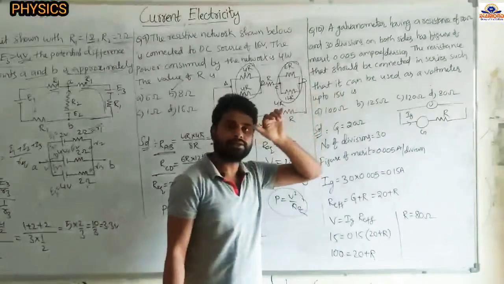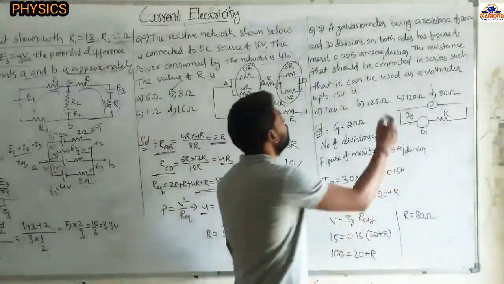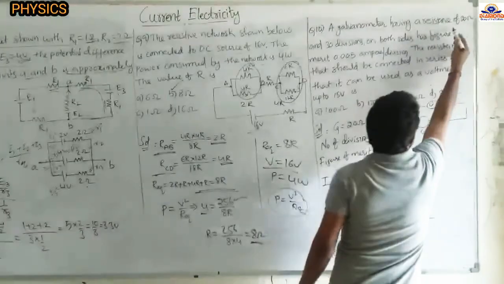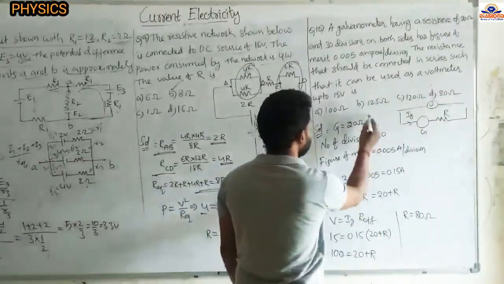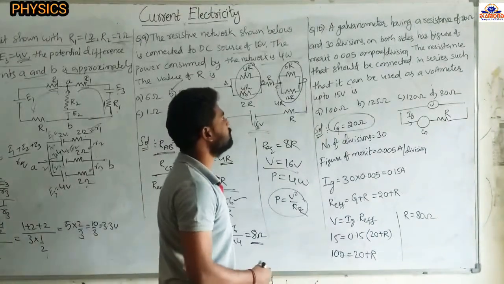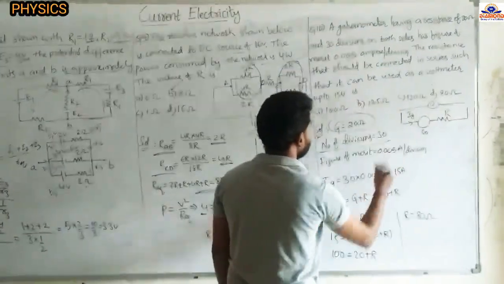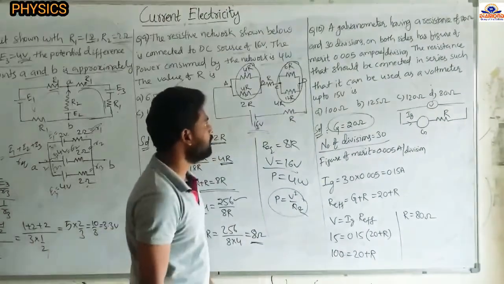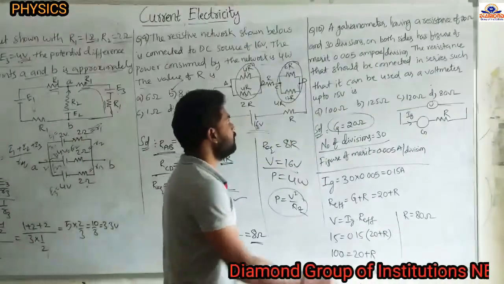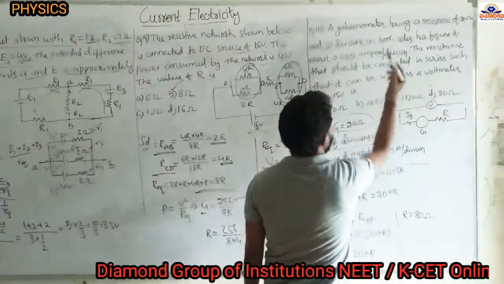Next, see the 10th question. A galvanometer having a resistance of 20 ohm. The galvanometer resistance is given, G equals 20 ohm, and 30 divisions on both sides. Okay, the number of divisions is given as 30, and a figure of merit is also given. Figure of merit is 0.005 ampere per division.